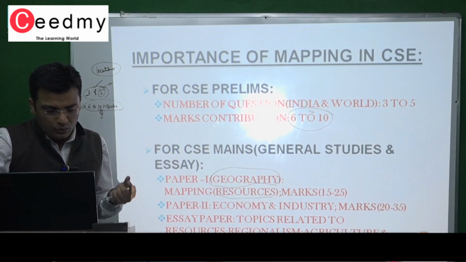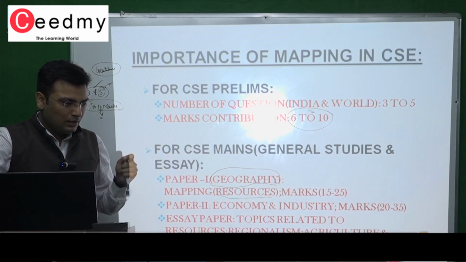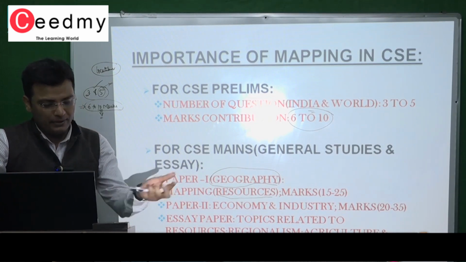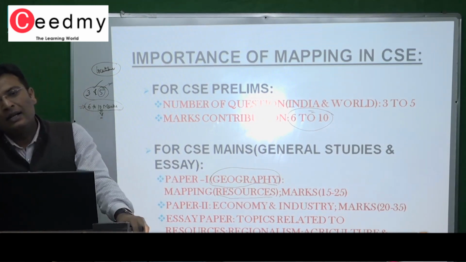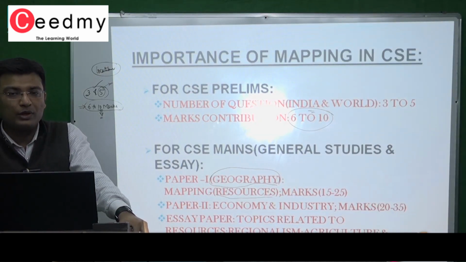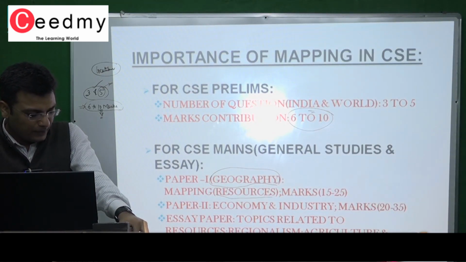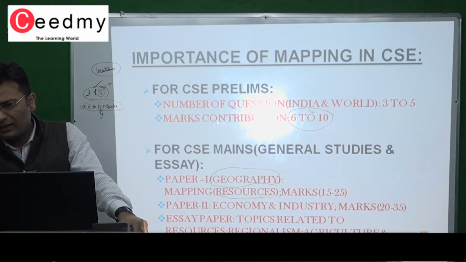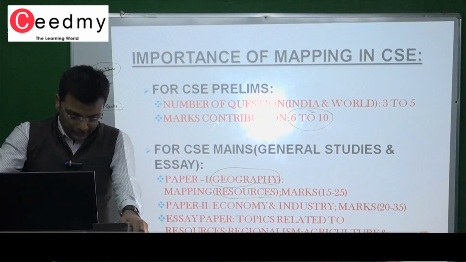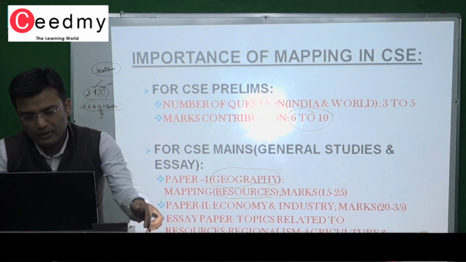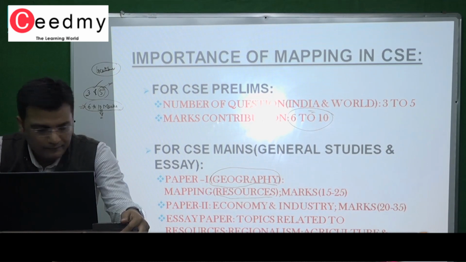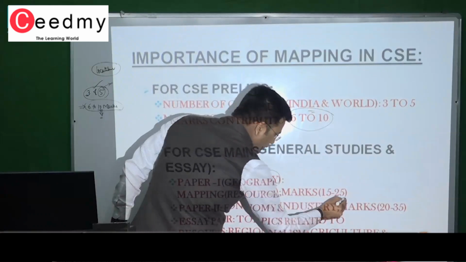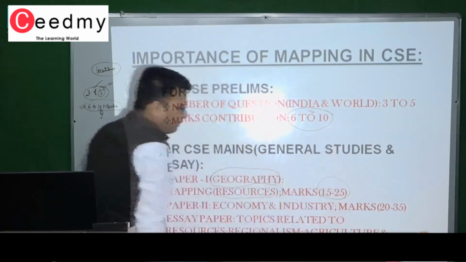If you are able to locate the asked mineral, for example, if they ask about shale gas, and you know the location of potential shale gas reserves in India, you can easily give 3 to 4 points on that also. And you all know that as far as mains is concerned, you will get more marks if you have more points. And this resources question contributes 15 to 25 marks in paper 1.